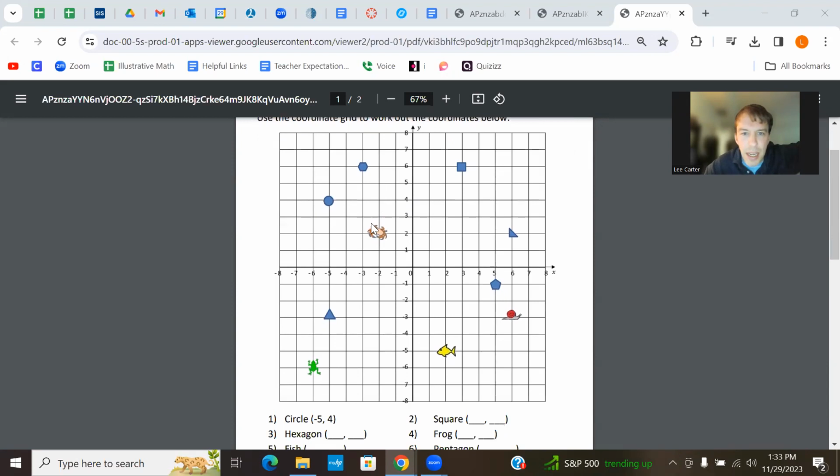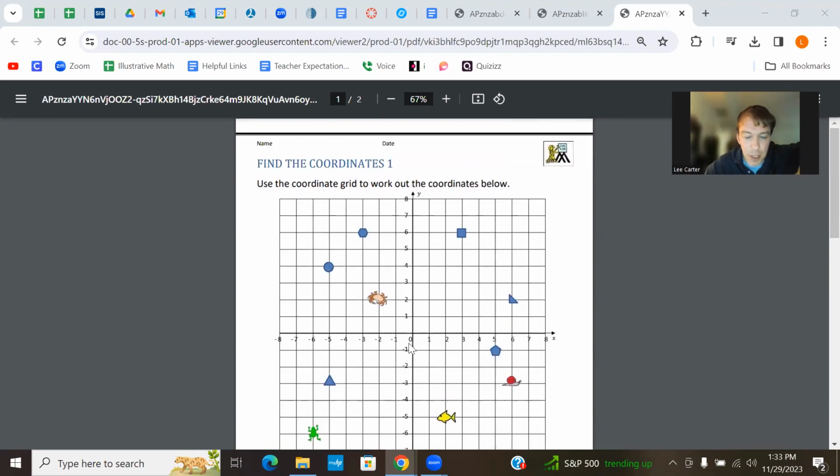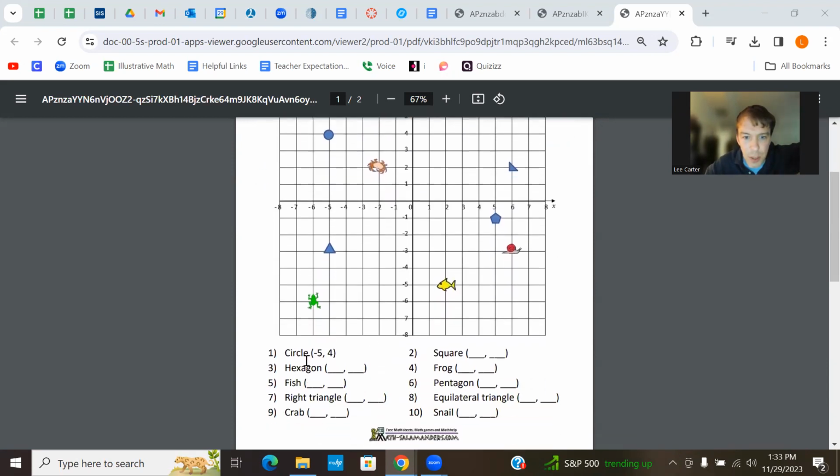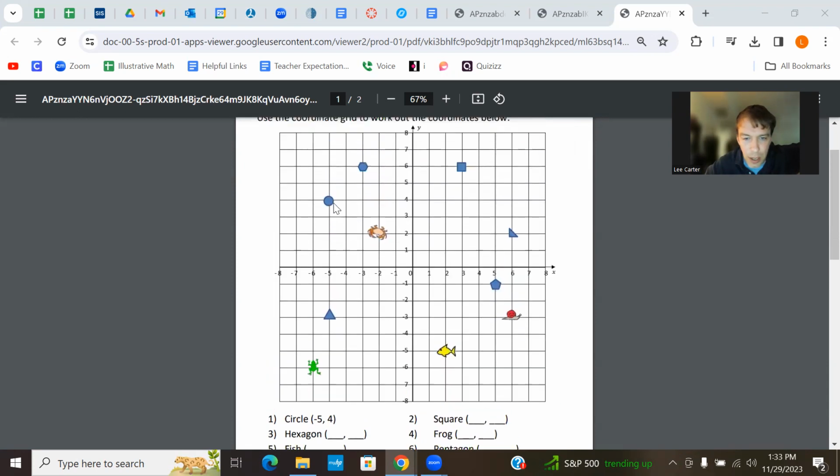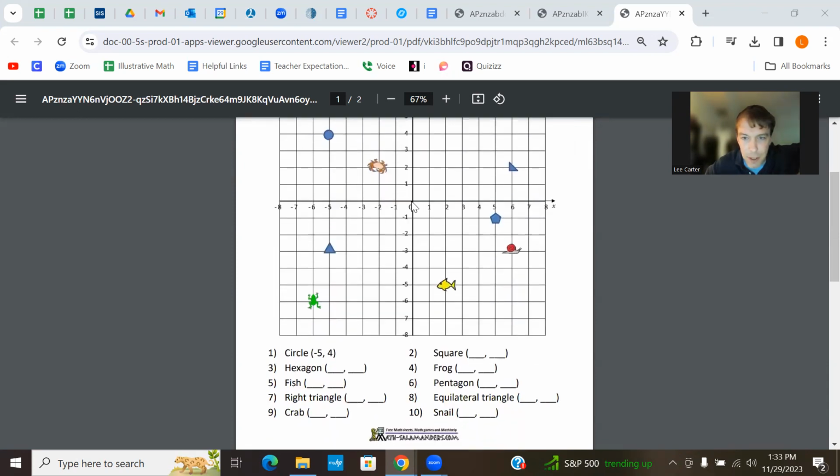All right, so the idea here on the first page is you're taking each one of these little things, like this circle right here. Is it -5? So you start with the x-axis, right? X comes before y. You go from the origin to -5, and then it goes up to 4. So you see it's -5, +4.